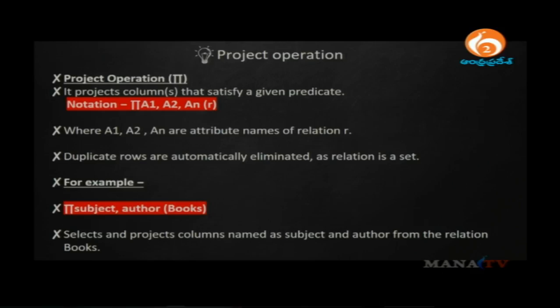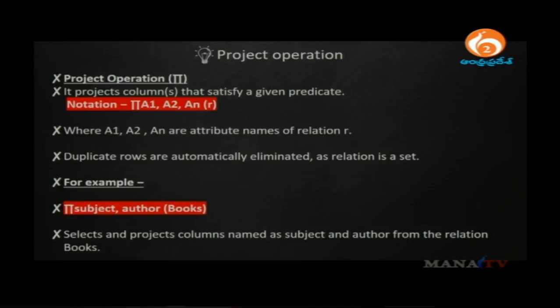Please check the screen once again. See that it projects the columns that satisfy the given predicates. The notation should be a pi notation where A1, A2, A3, A4, or whatever, up to AN, are the attributes and the relation is R. So A1 and A2 are the attribute names, followed by the relation R. Here the duplicate rows are automatically eliminated first, and as a result you get only one result set.